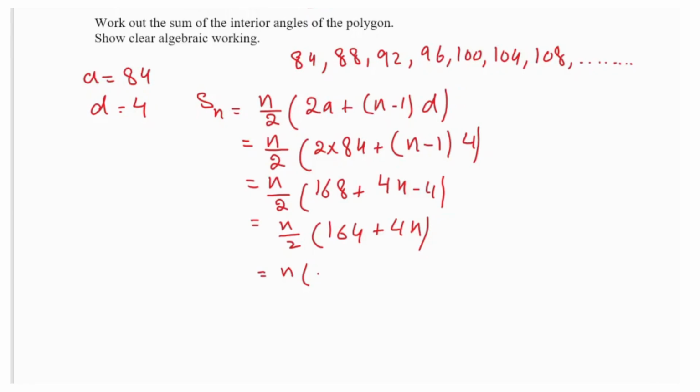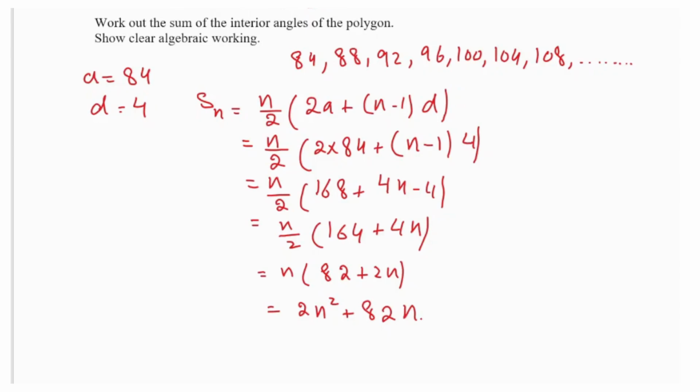Now we're going to divide by 2, so we will get 82 plus 2n, and if we expand the bracket, we will get 2n squared plus 82n. So this is the sum of the arithmetic series. If we add all the terms, you will get this answer.